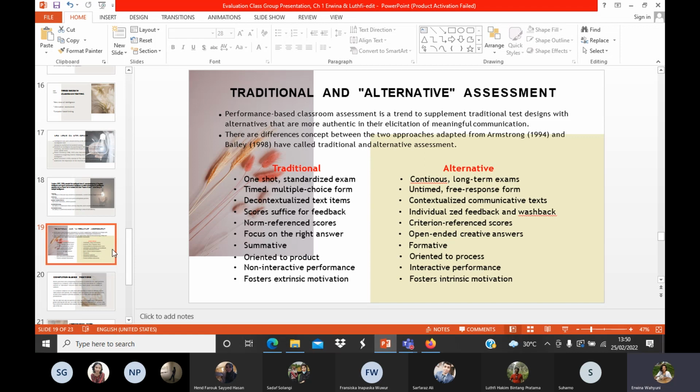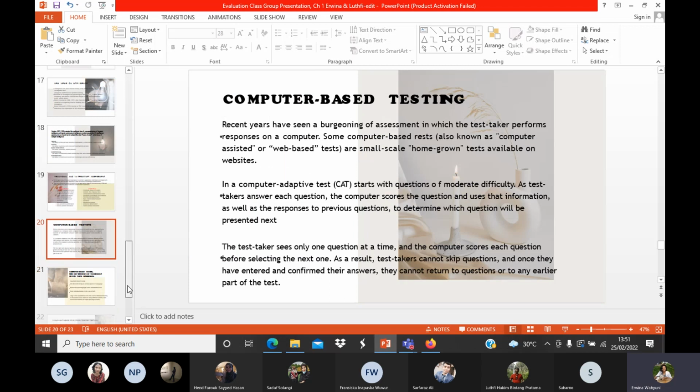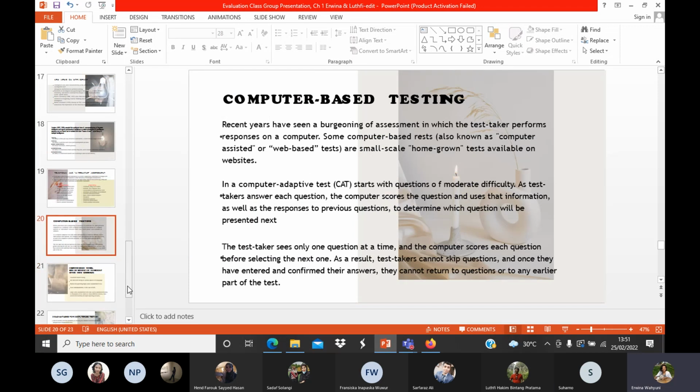And then the next one: traditional is non-interactive, alternative is more interactive, and traditional fosters extrinsic motivation, alternative fosters intrinsic motivation. And then next, we come to the last issue we found in classroom testing. We have now computer-based testing. I think for the last decades, it has been ruling with this computer-based testing.